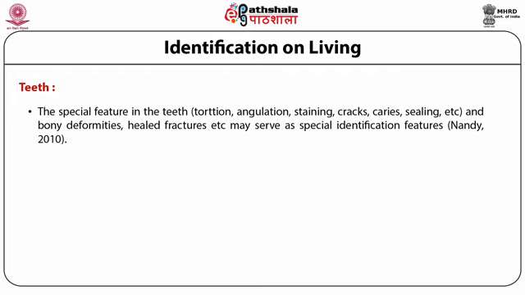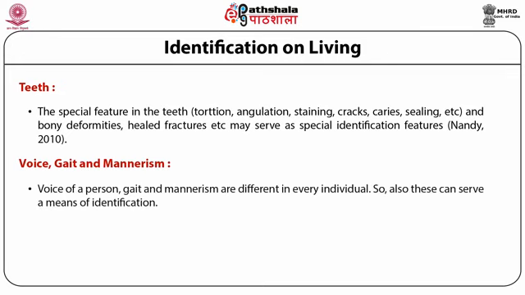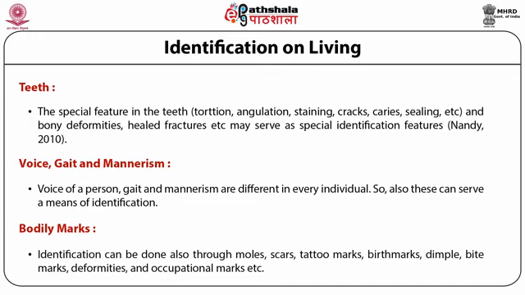The next identification source is voice, gait and mannerism. The voice of a person, gait and mannerism are different in every individual, so these can also serve as a means of identification. In the end, we have body marks. Identification can be done through moles, scars, tattoo marks, birthmarks, dimples, bite marks, deformities and occupational marks.